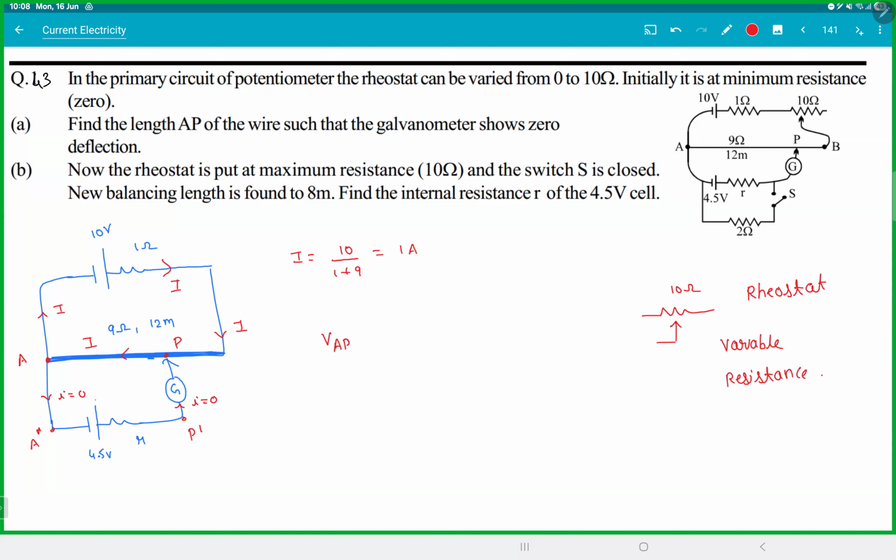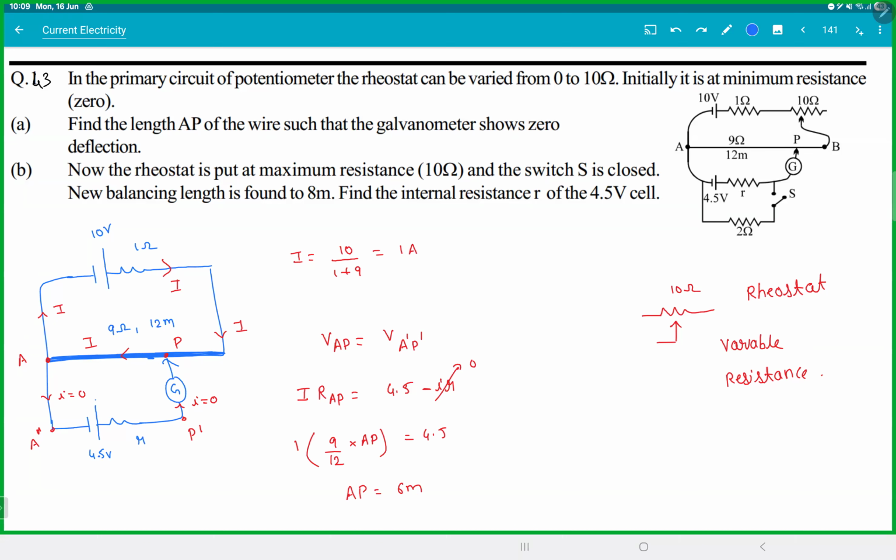So voltage across AP must be equal to voltage across A dash, P dash. So this is current I into resistance of AP. This is 4.5 minus Ir. I is 0. This is 1 and this is 9 by 12 into AP is equal to 4.5. AP is equal to 6 meters. Easy. That's it. There is nothing new that you're doing. Just draw the circuit and you say always AP is equal to A dash, P dash, and you're done. That is the whole theory of potentiometer.